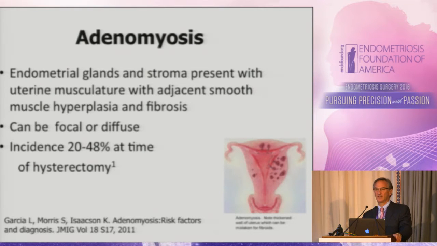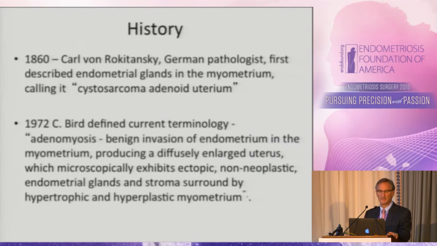Adenomyosis, by definition, is endometriosis glands and stroma present in the uterine musculature with adjacent smooth muscle hyperplasia and fibrosis. It can be focal or diffuse, and when patients have a hysterectomy, which is how the disease has been diagnosed for many years, it is found anywhere from 20 to 48% of the time. It was first described in 1860, but the current terminology was described in 1972, so it's relatively a modern diagnosis.